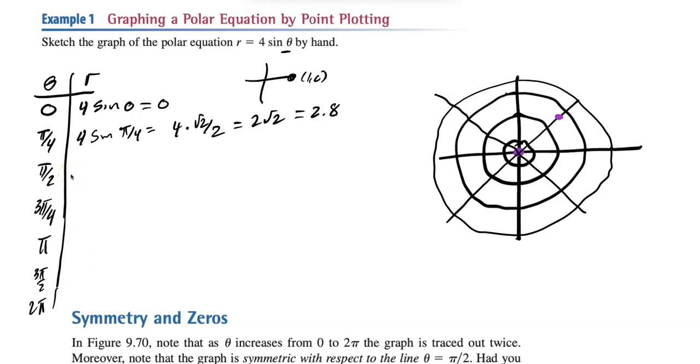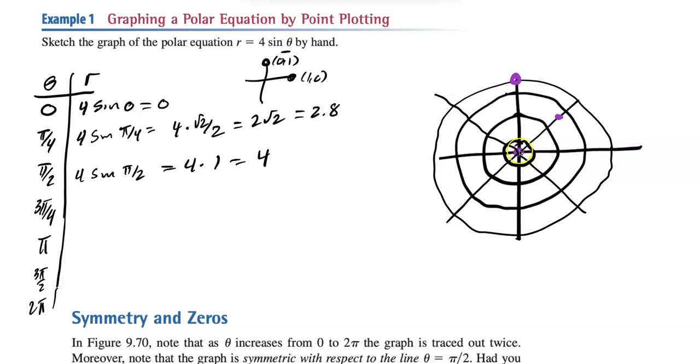Pi over 2. So we're going to go 4 sine of pi over 2. Pi over 2 is up here. So that's 0, 1. So that's going to be 4 times 1, which is 4. So that point, pi over 2 is the line right here. We're going to go to 4. So right there.